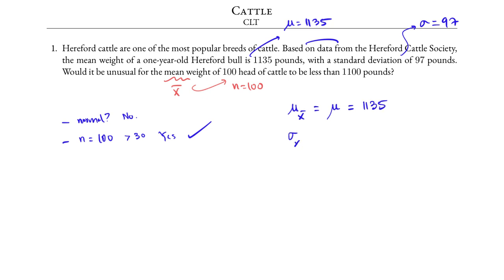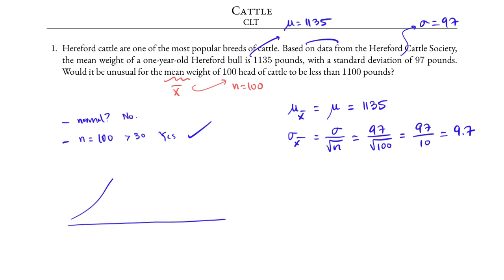The standard deviation of the sampling distribution is the standard deviation of the population divided by the square root of n. This is 97 divided by the square root of 100, but the square root of 100 is 10, so this is 9.7. Now we have the mean and the standard deviation for the sampling distribution of the sample mean. We draw the normal curve because this condition guarantees that the distribution will be approximately normal. We label the mean 1135 and the standard deviation of 9.7.